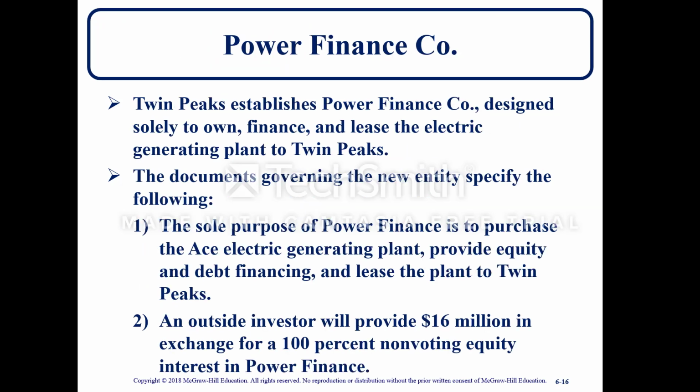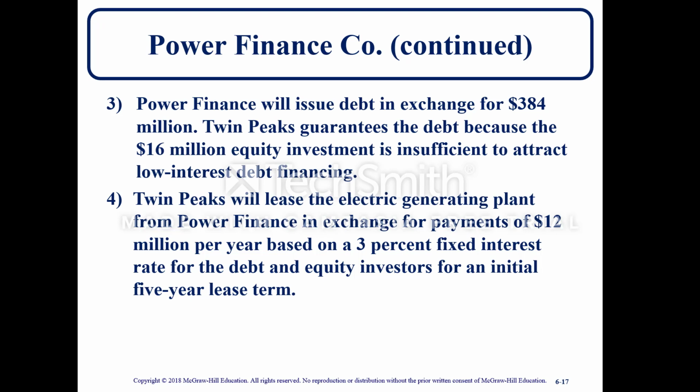So Twin Peaks established Power Finance Company, designed solely to own, finance, and lease the electric generating plant to Twin Peaks. The documents governing the new entity specified the following. Number one, the sole purpose of Power Finance is to purchase the ACE electric generating plant, provide equity and debt financing, and lease the plant to Twin Peaks. Number two, an outside investor will provide $16 million in exchange for a 100% non-voting equity interest in Power Finance. Power Finance will issue debt in exchange for $304 million. Twin Peaks guarantees the debt because the $16 million equity investment is insufficient to attract low-interest debt financing.